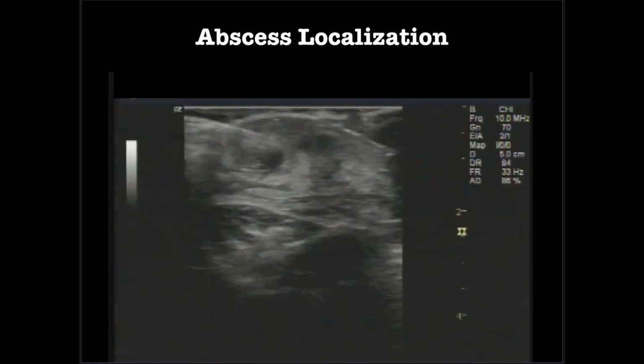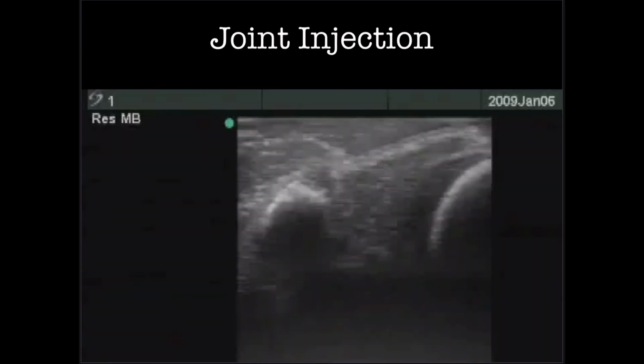Same technique if we want to do an abscess again. So here's our needle coming down into the abscess. We can see our whole needle, and we can make sure we're sitting in the middle of the abscess. We can watch it as we aspirate, so we make sure we get a good aspiration if we didn't want to incise it, right? Here's a joint injection.